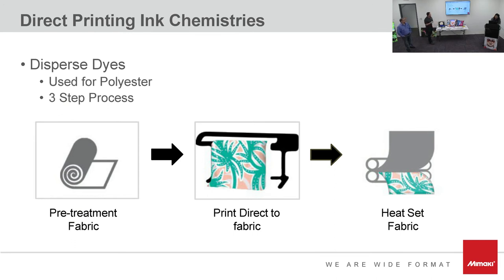And then, yeah, I think we basically talked about this. Same goes for the dispersed dyes. If you need to use the high energy inks, or you want to print flags, this is your process. We basically talked about that. You're going to pre-treat your polyester, print with direct dispersed dyes or your high energy dispersed dyes, and then use your heat press to sublimate it.